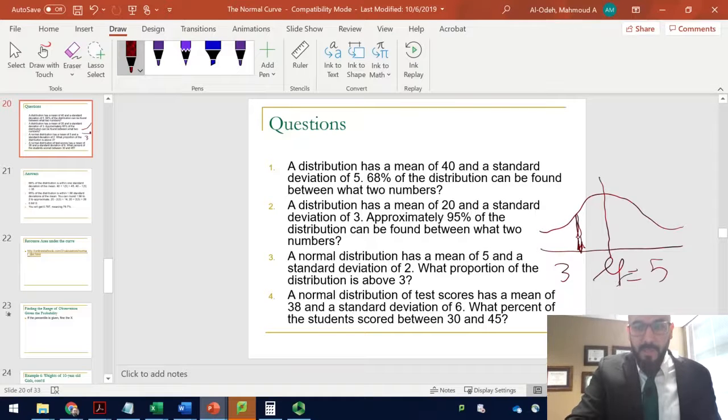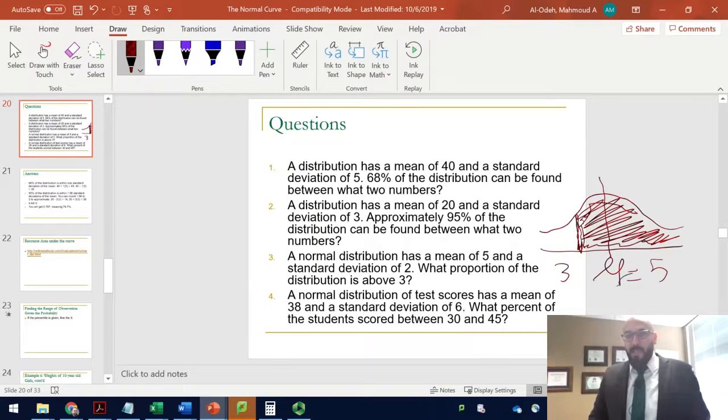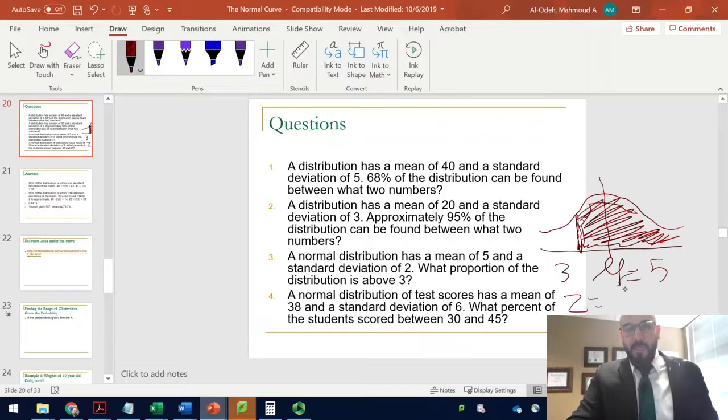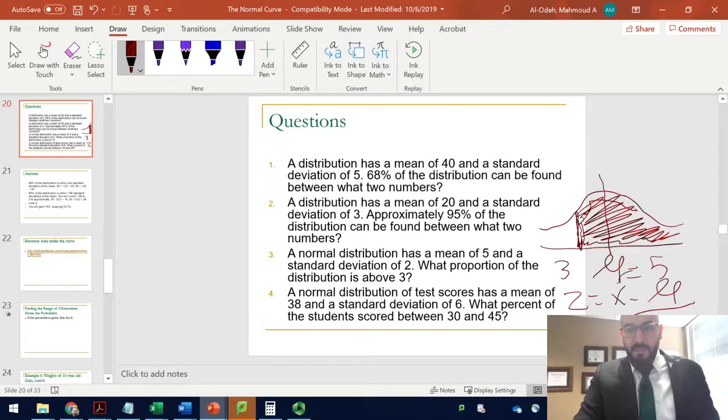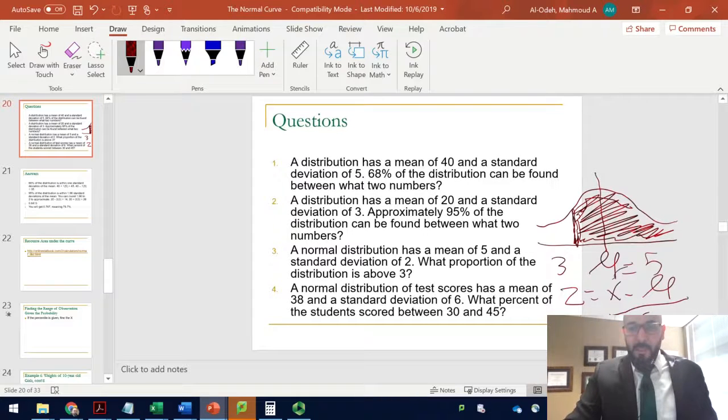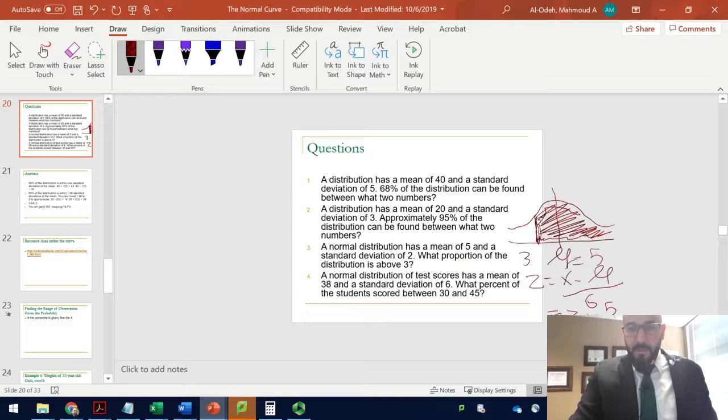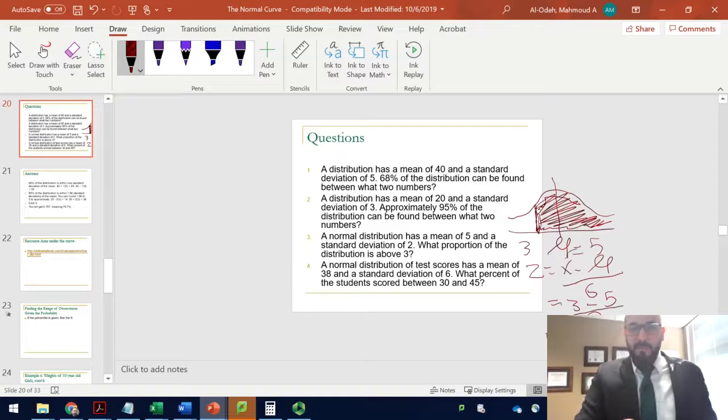So what we're trying to do is to find the percentage of data located on this side. The first thing you need to do is to calculate the z-score. The z-score is equal to x minus mu, the average, the mean, divided by the standard deviation. In order to do this, implement x to be 3, minus 5, divided by the standard deviation of 2. That would be equal to negative 1. Okay, so now we have the z-score to be negative 1.